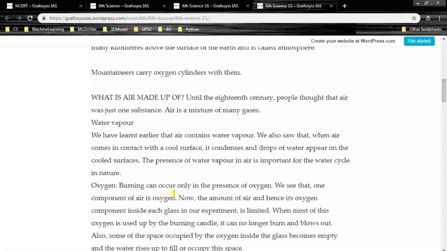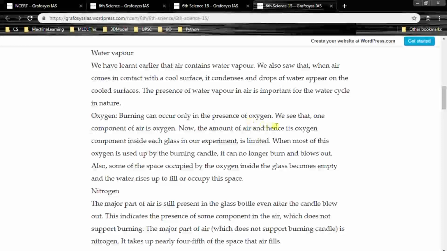Oxygen. Burning can occur only in the presence of oxygen. We see that one component of air is oxygen. Now the amount of air and hence its oxygen component inside each glass in our experiment is limited. When most of this oxygen is used up by the burning candle, it can no longer burn and blows out. Also, some of the space occupied by the oxygen inside the glass becomes empty and water rises up to occupy this space.